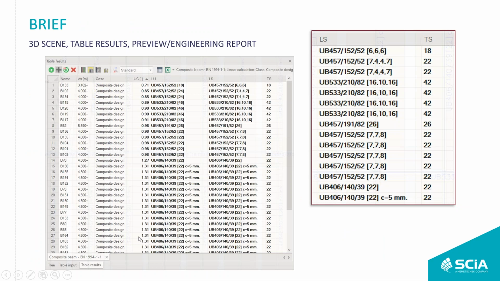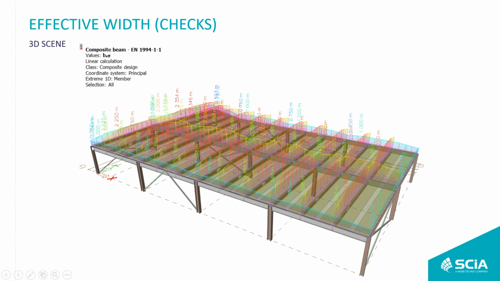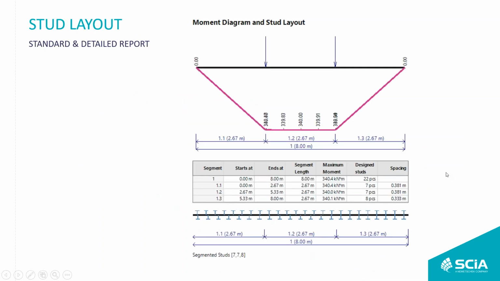Output, we have again the brief output. So the brief is available in the 3D scene. You see all the values on the screen, table results, preview, and engineering report. Here you have the labels, so the name of the cross section, the studs, and the camber. Here, this is the possibility to show effective width. I've used the rainbow color option in this image. So this is effective width, smaller for the edge beams than for the internal beams.